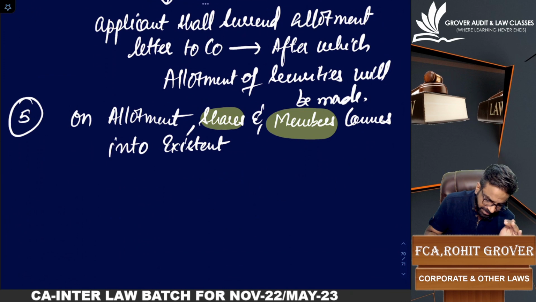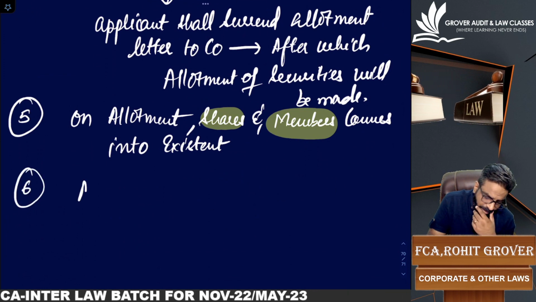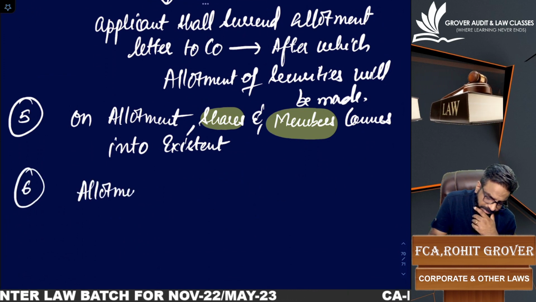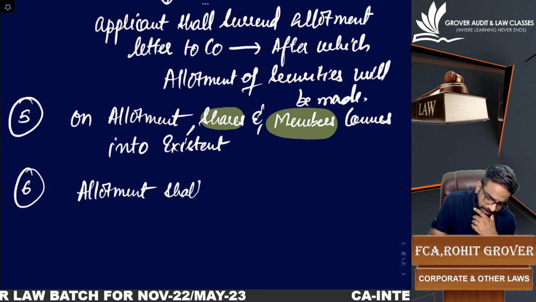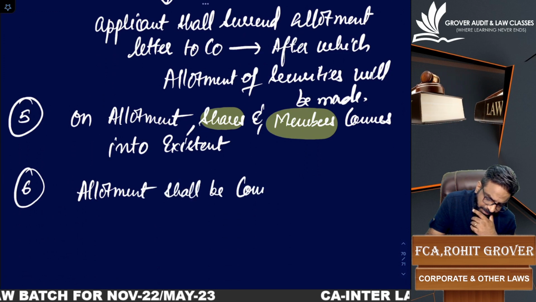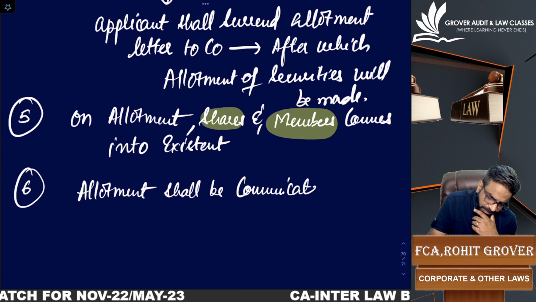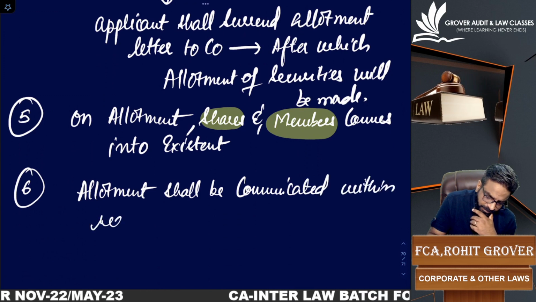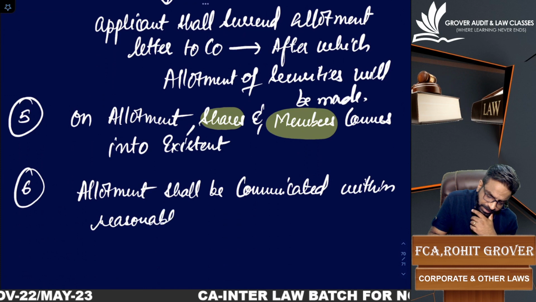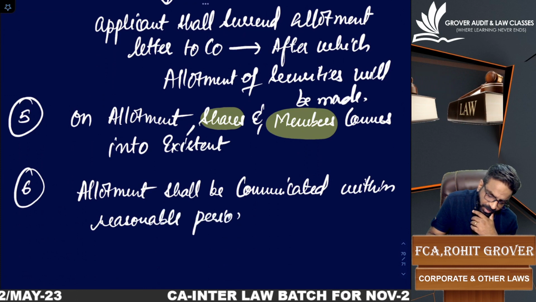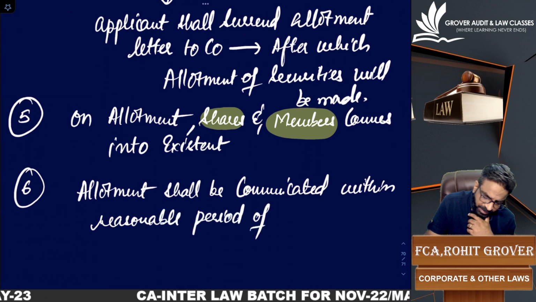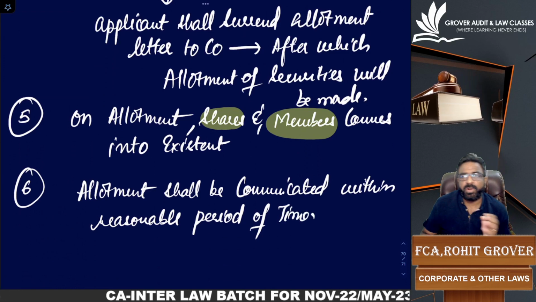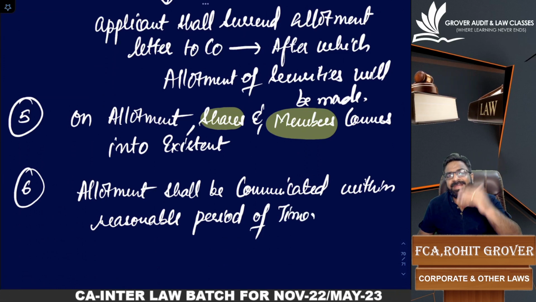Point number 6. Allotment shall be communicated within a reasonable period of time. Within what? Reasonable period of time. Allotment shall be communicated within a reasonable period of time. So allotment shall not be communicated in a delayed manner.